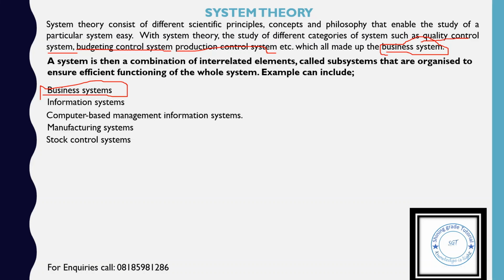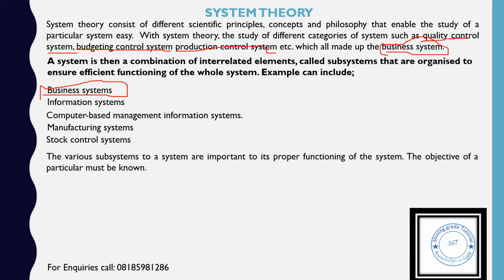So a business system is more like a wide system. The study of each of these components or elements that I mentioned as subsystems requires critical study, as well as their combination in how the business system is made up. Business systems are also made up of different parts or subsystems, such as the manufacturing system and the stock control system.